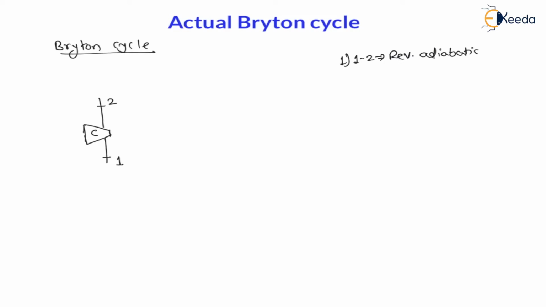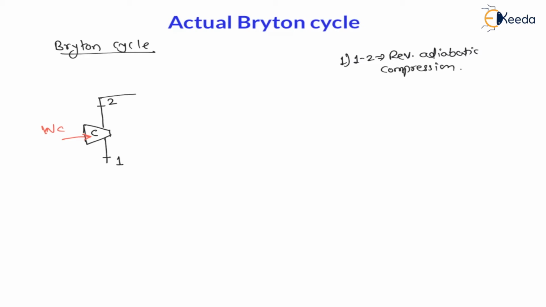Reversible adiabatic is also called isentropic compression in the compressor. Now after compression, the compressor is a work consuming device. Means this compressor will consume external work, that is the work of the compressor, which we have already seen in previous lectures.